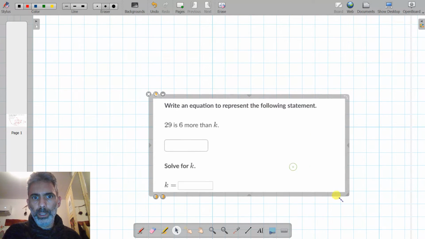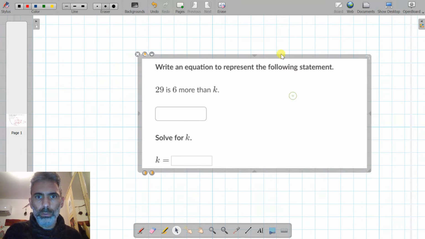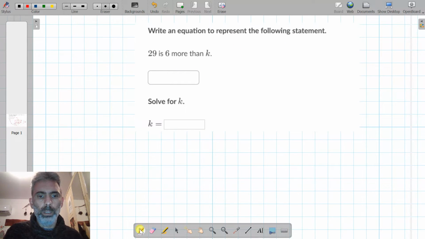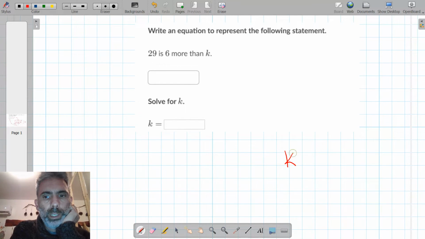Write an equation to represent the following statement. 29 is 6 more than k. 6 more than k is k plus 6. And k plus 6 together is 29. So 29 equals k plus 6.